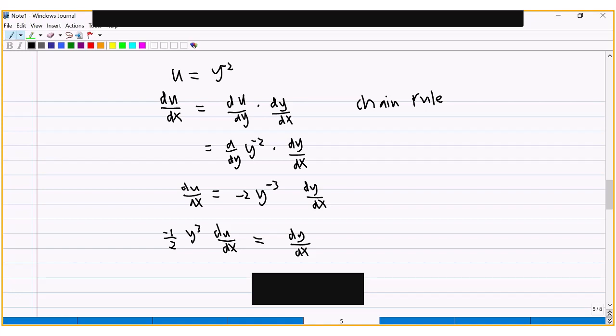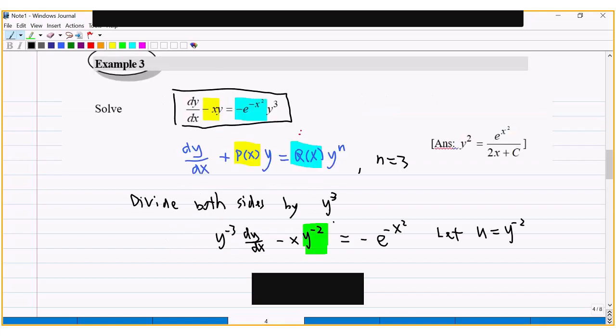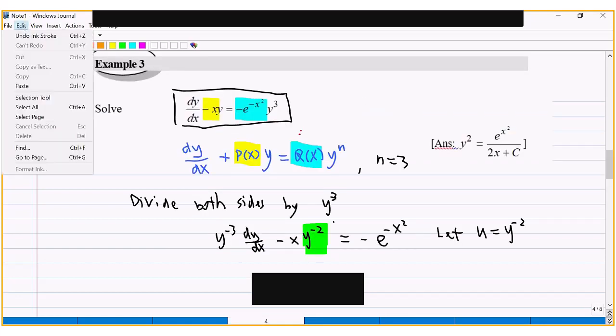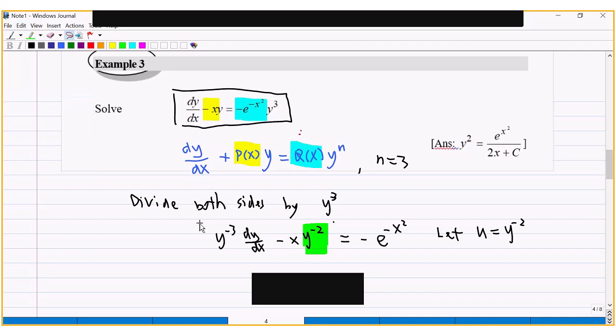Now I'm going to go back to the earlier equation to show you why this is useful. This is my earlier equation, involving y and x. I want to get rid of y now.